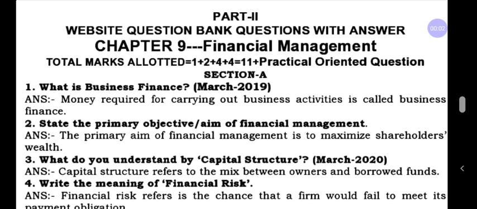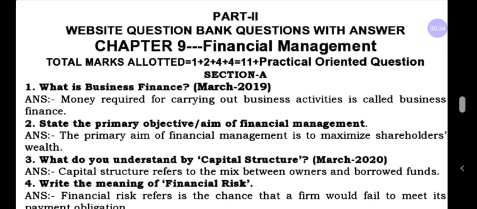After learning part 1, next we have part 2, that is chapter number 9, financial management. From this chapter you may expect up to 16 marks. How can we allocate these 16 marks? One 1-mark question, one 2-mark question, and 4-mark questions you may expect 2 questions from this chapter, plus a practical oriented question.